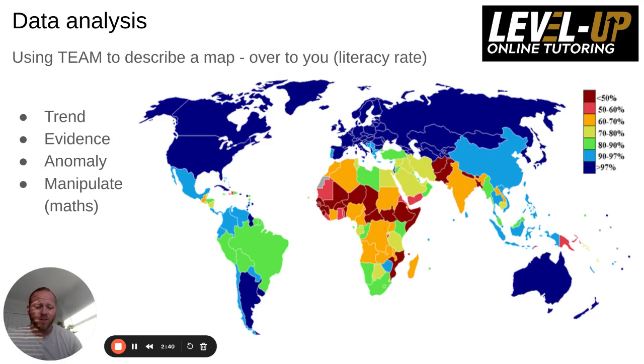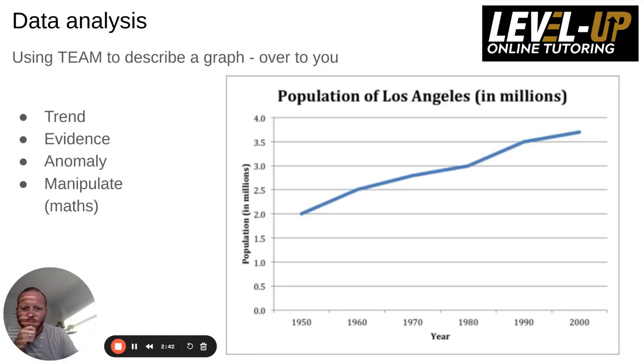And we can use this to describe graphs as well. So we might say, overall, the trend of the graph is that it's increasing. Evidence: I know this because in 1950, the population was 2 million, but by 2000, it was over 3.5 million. Anomaly: however, there was a time where it dipped slightly, or it wasn't speeding up as much, or the population wasn't increasing as much in 1980.